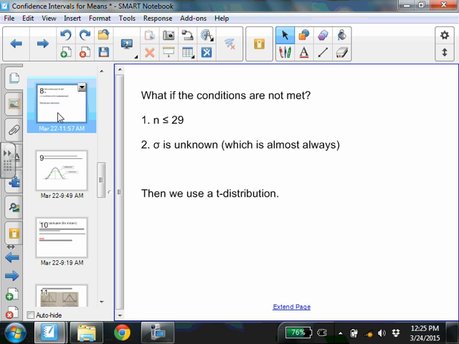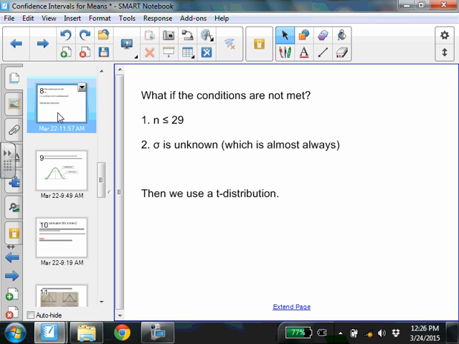Then we're going to change our distributions. We're actually going to use what is called a t-distribution instead of a z. Because remember, a z-score comes from a normal distribution, right? And whenever we talk about something where n is less than 30, do we expect our distribution of sample means to still be normal? No, because our n is too small. If we make n really big, then the distribution of sample means should be normal.